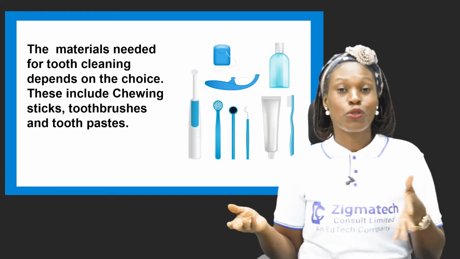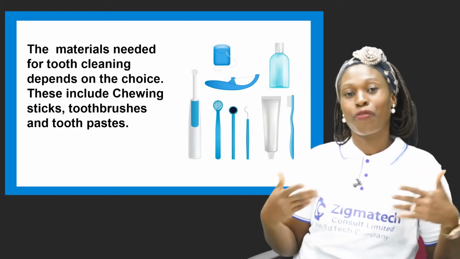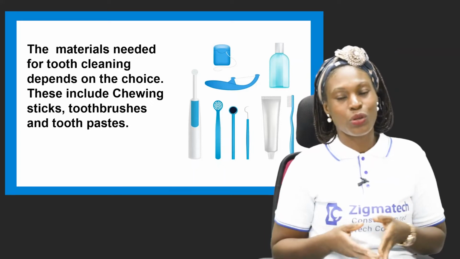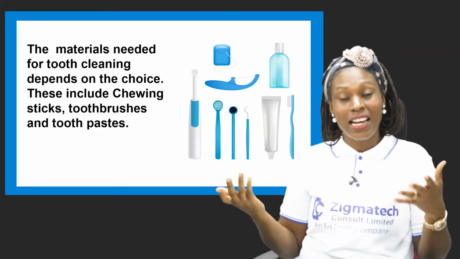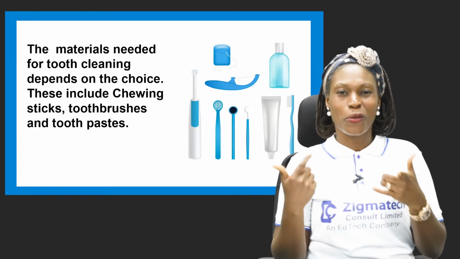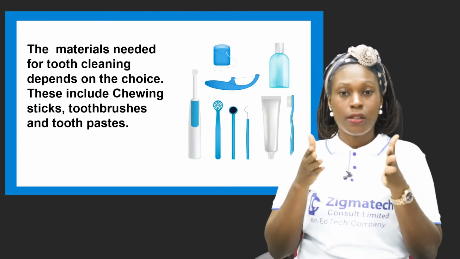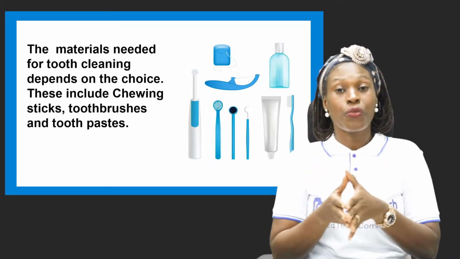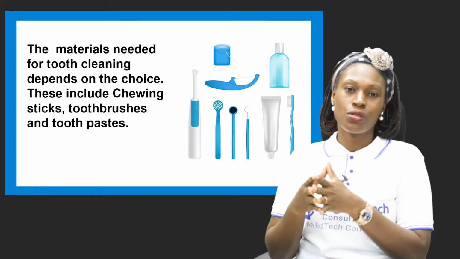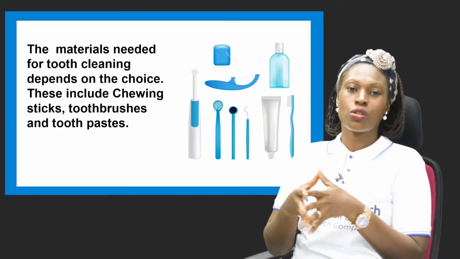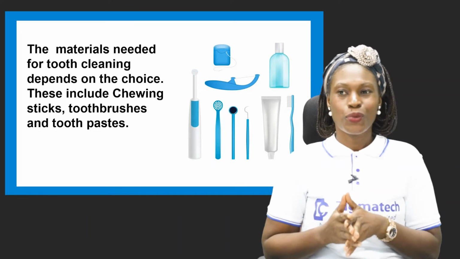Now, chewing stick seems to be more organic. That was what our forefathers used in their time. I used it, I loved it, I just love the feeling of using a chewing stick. So one way of cleaning the teeth is that you're using a chewing stick, or you're using your toothbrush and your toothpaste.